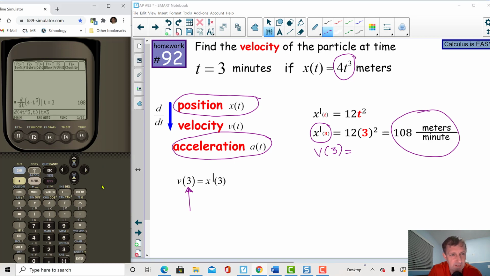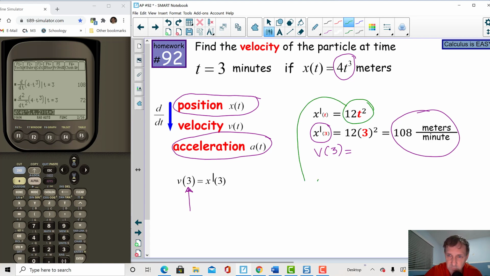Because I want to do the second derivative and not just the first derivative, I'm going to do comma 2 at the end. When I do the comma 2, what it's doing is doing one more derivative of this. This is already the first derivative. If I do one more derivative, I'm going to get 24t. And so that would be x double prime. And again, that's the same thing as the acceleration. So we can say that's the same thing as a of t.